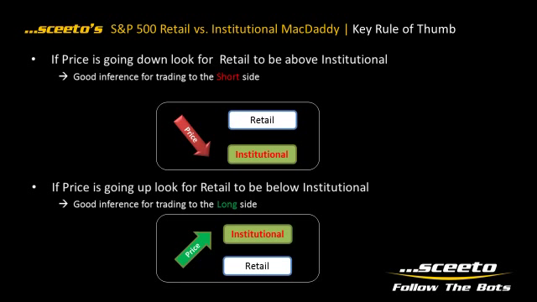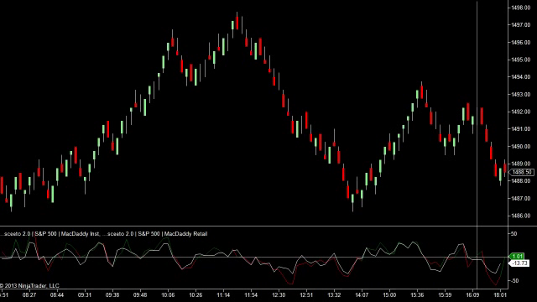The reason for that is in a downtrend, if retail is above institutional, it means they're more bullish. And why be bullish in a downtrend? Conversely, in an uptrend, we want to see retail below institutional, therefore retail is more bearish. Our philosophy is that retail tends to be wrong and we want to trade against retail, and this is how we do it.